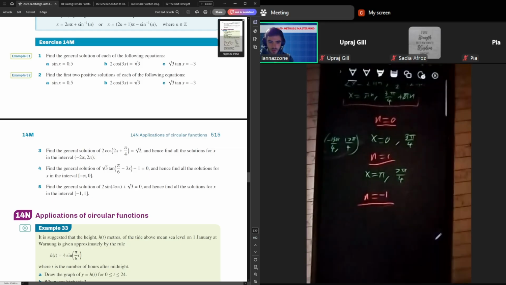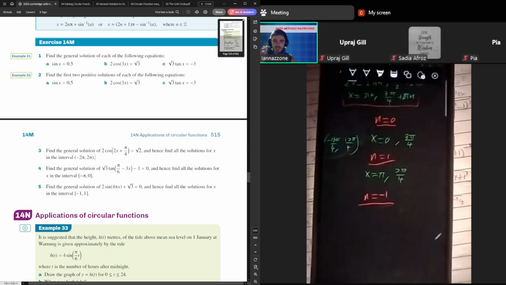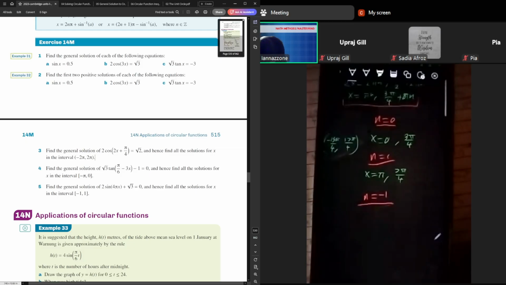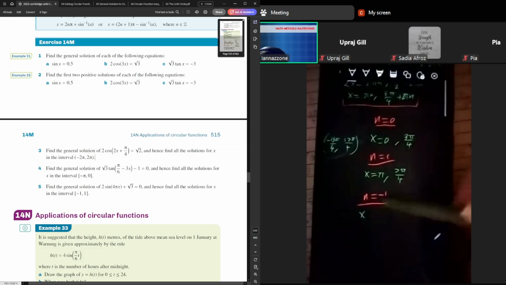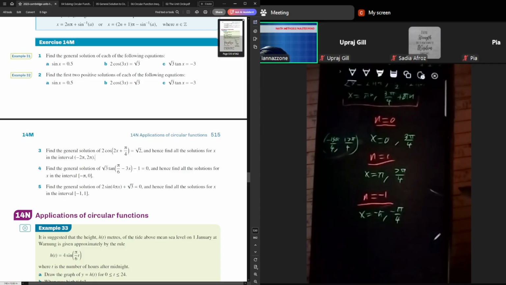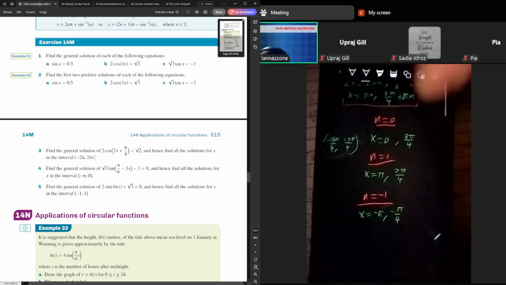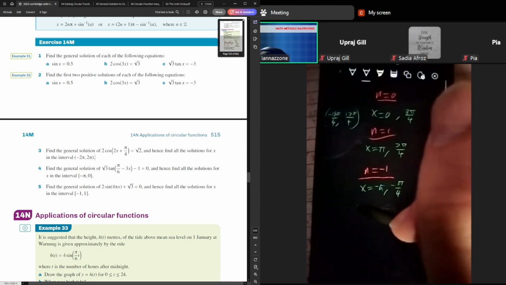So you just sort of go either side. If it's an even domain, negative 2 pi to 2 pi, you can be pretty certain you want to spread out from n equals 0. That's going to give you negative pi and then negative pi over 4. There's probably one more still in here, if I were to guess. So we can check n equals negative 2.